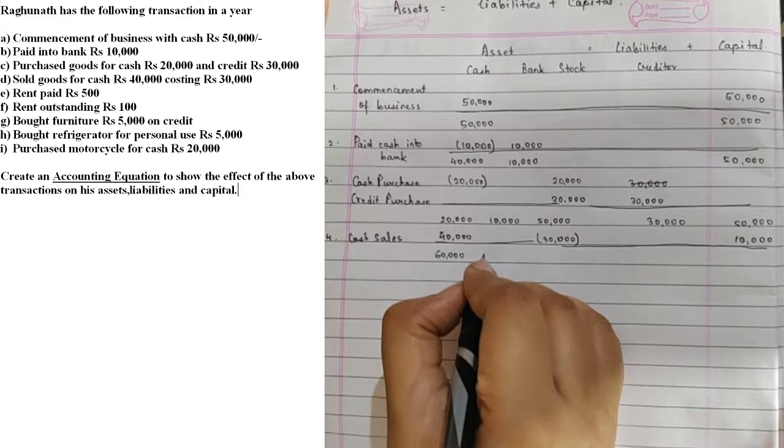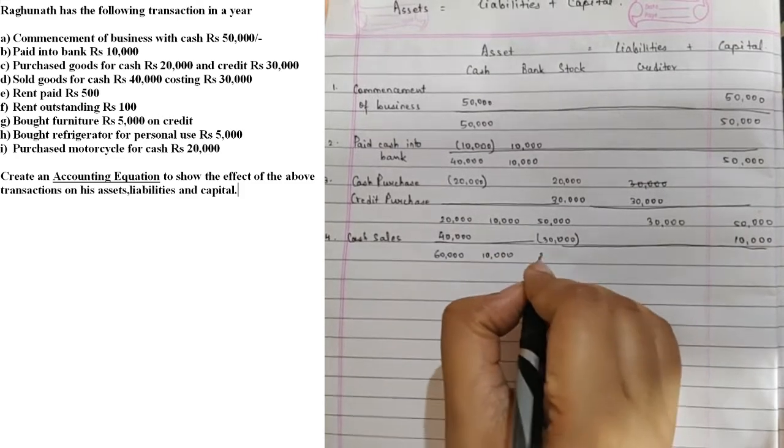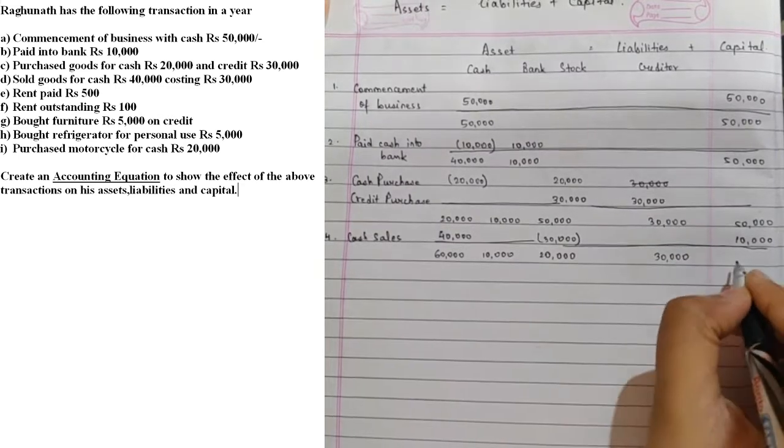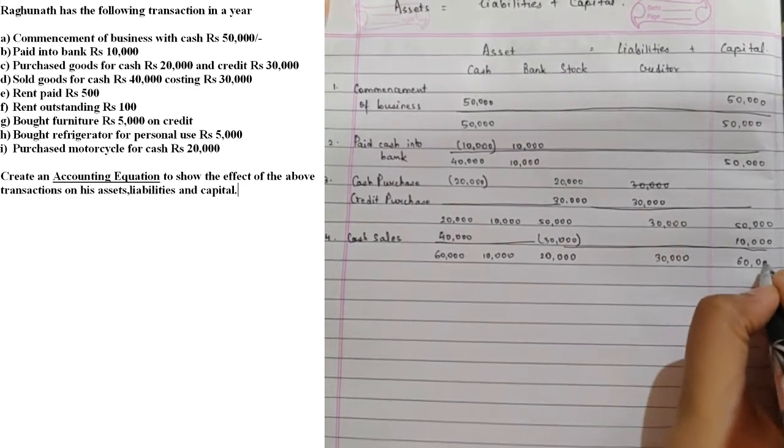60,000 cash, 10,000 bank balance, 20,000 stock, 30,000 creditor, and 60,000 capital.